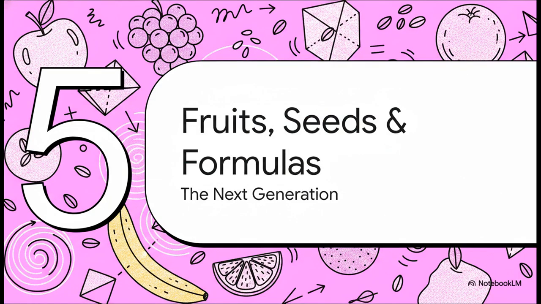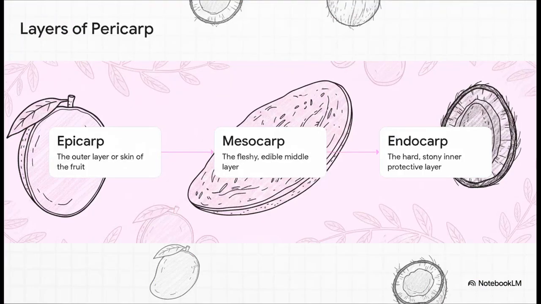Section 5. Fruits, Seeds, and Formulas. Finally, we're moving to the last stage of the plant's life cycle: packaging, protection, and the mathematical code of the next generation. So once fertilized, that ovary we just talked about develops into a fruit. The wall of the fruit is called the pericarp.